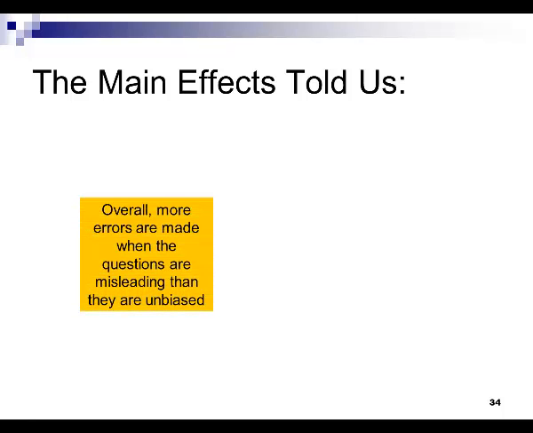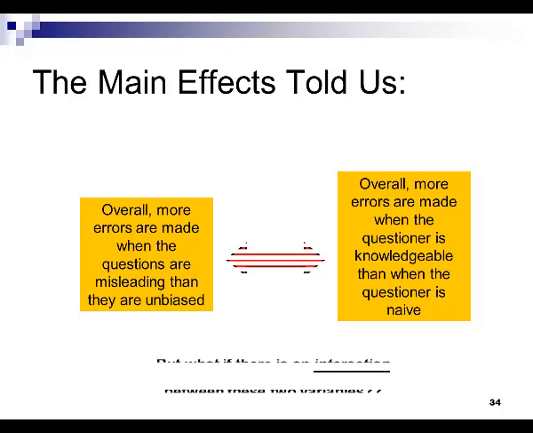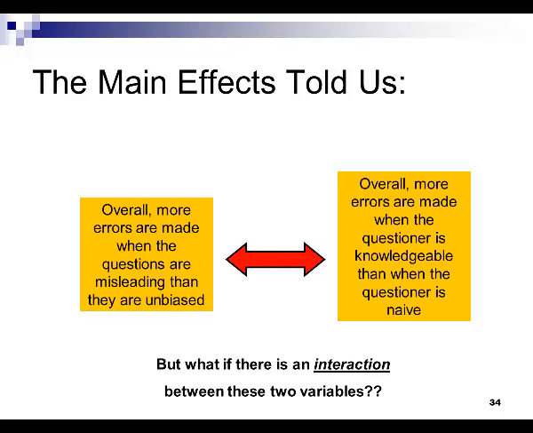So the main effects told us that overall more errors were made when the questions were misleading than when they were unbiased, and for the other variable, that overall more errors were made when the questioner was knowledgeable than when the questioner was naive. But what if there is an interaction between these two variables? In other words, what if the relationship of one of these variables depends upon its relationship to the other?